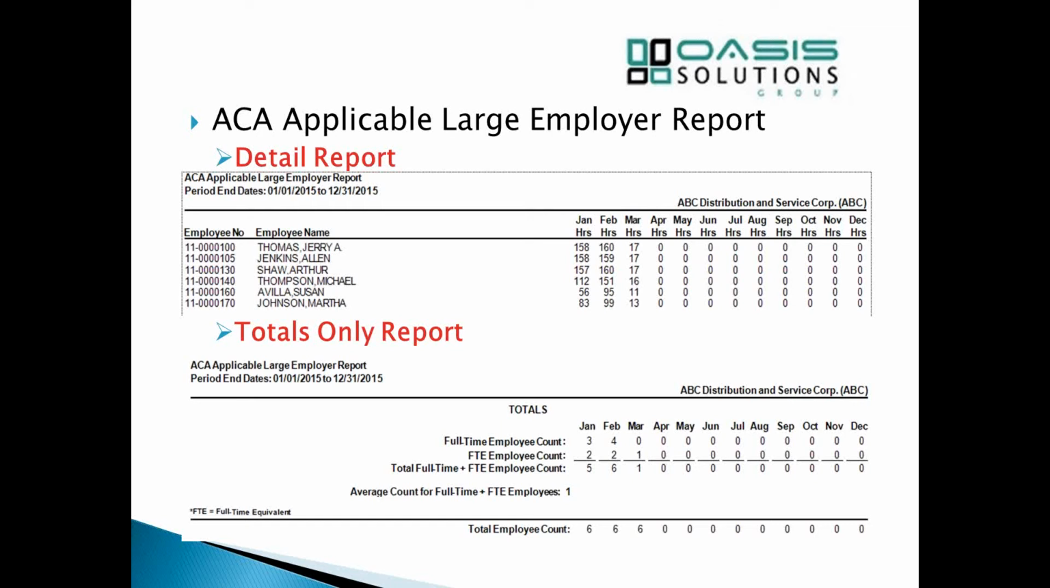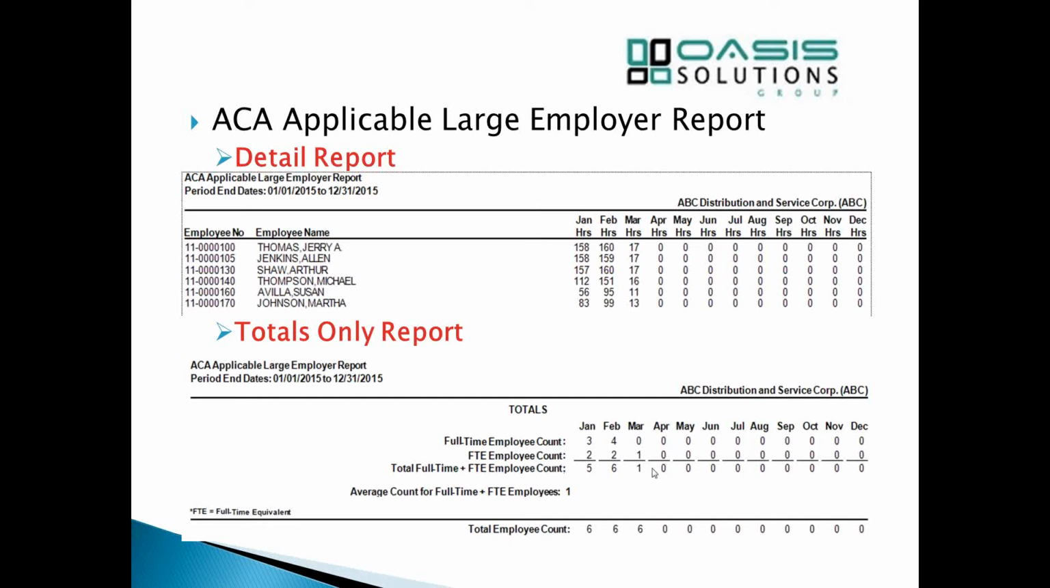So the next line of the report shows the average count for the full-time plus full-time equivalent employees. And this count will take the number of periods that you have selected to report. So in my case, I've selected to report 12 periods. It will take the full-time plus full-time employee equivalent count, which is the line right above the average line.